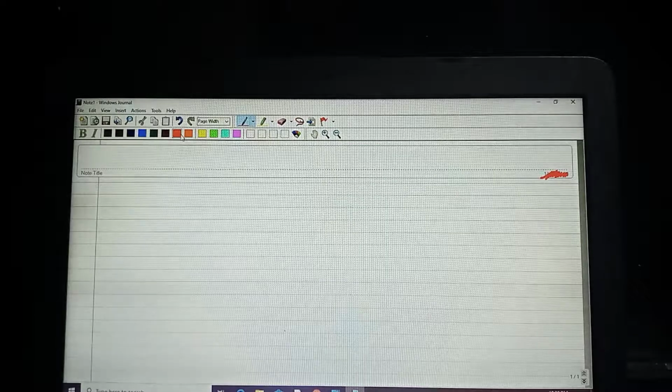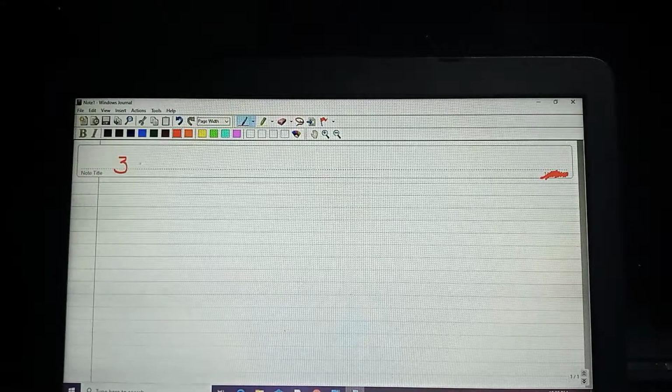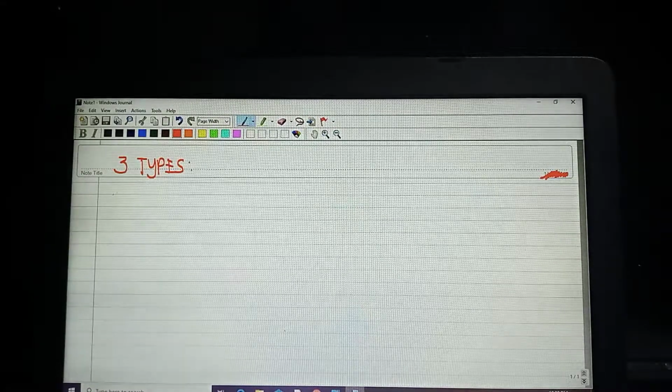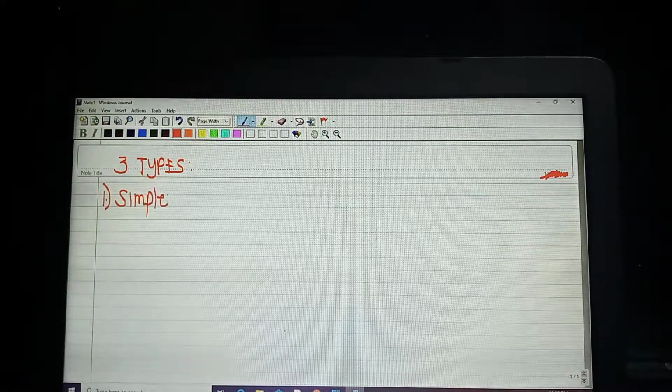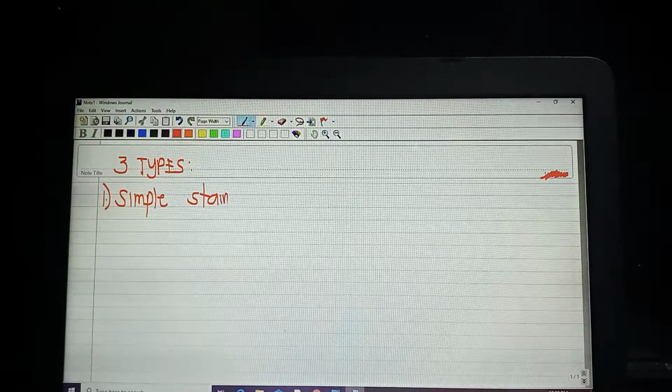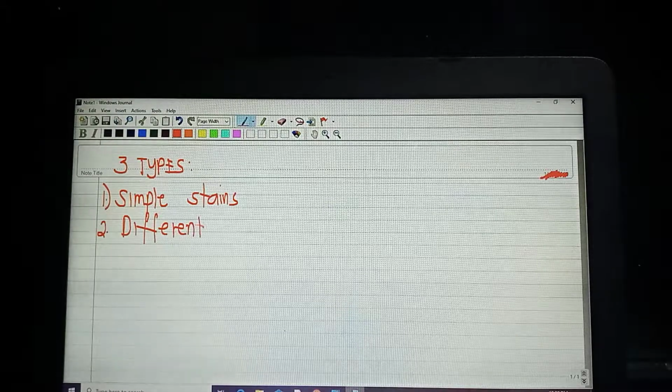So okay, let's continue our discussion about staining. There are 3 types of stain. We already finished one. We have your simple stains. The other one is your differential stains.